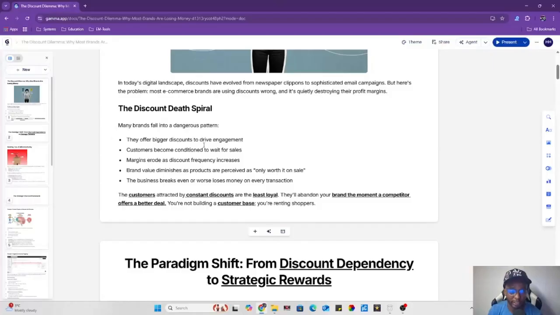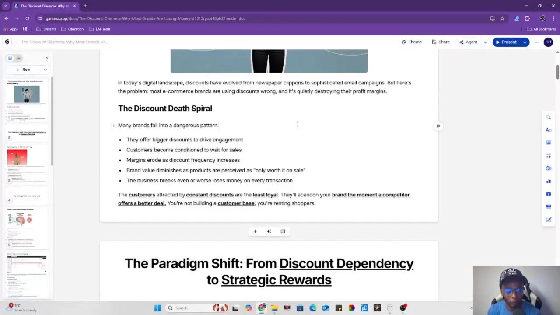They offer bigger discounts to drive engagement. That's not how you want to drive engagement. You want to drive engagement through providing value, content, and things like that. Because if you do not, you're training people to visit your brand only when it's on sale. Customers become conditioned to wait for sales, and that's exactly what happens when we utilize discounts to drive engagement.